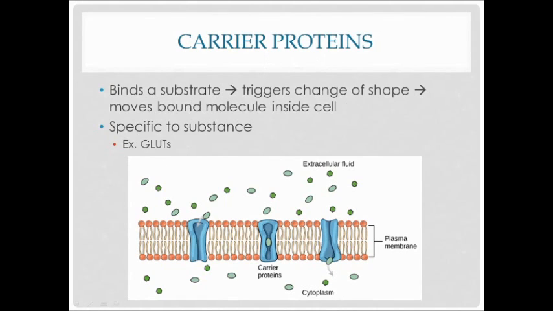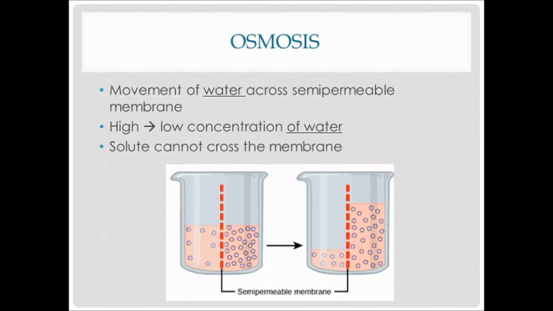One example of this is the GLUT transporters, or the GLUT proteins. These are specific to glucose molecules, and they function when insulin triggers them to. So when insulin is circulating in the bloodstream to lower the blood sugar, insulin tells these GLUT transporters to open and allow more glucose into the cell, so that they're within the cell rather than free-floating in the blood.